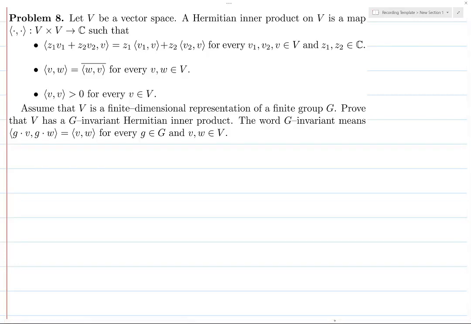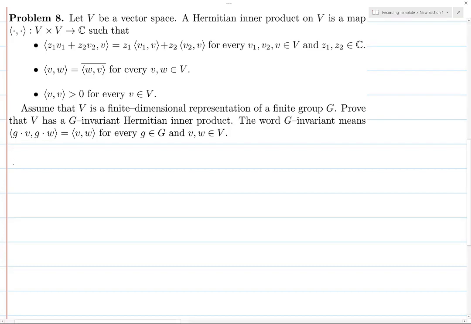Alright, let's get a G-invariant Hermitian inner product. So, Hermitian inner product means all that stuff up there. So before we get a G-invariant Hermitian inner product, let's first get a Hermitian inner product.